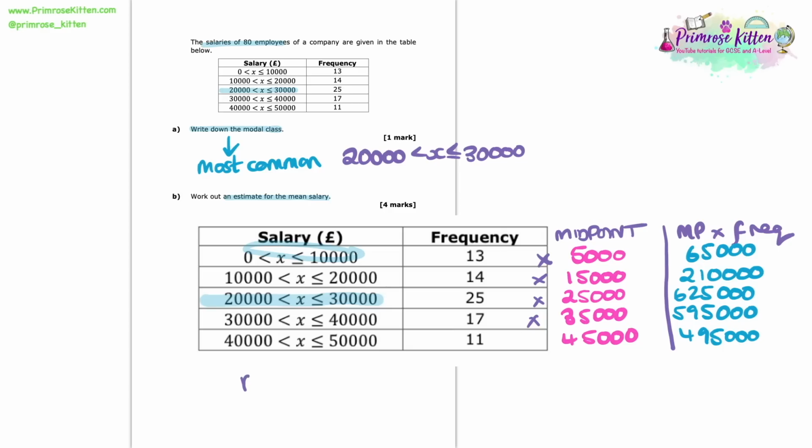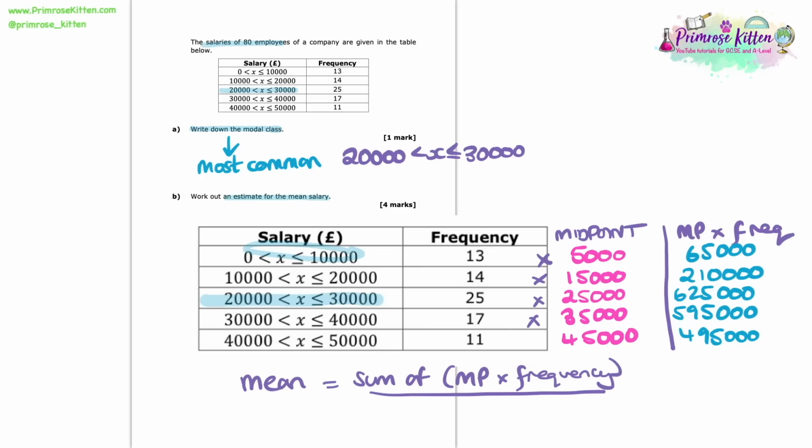So let's remind ourselves of how we work out the mean. So mean is always going to be the sum of values. Now in these types of questions with class intervals, that means the sum of the midpoint times the frequencies. And then we divide it by the number that there are. Now in this case, we're told that we have 80 employees. That in this case is going to be what n is.